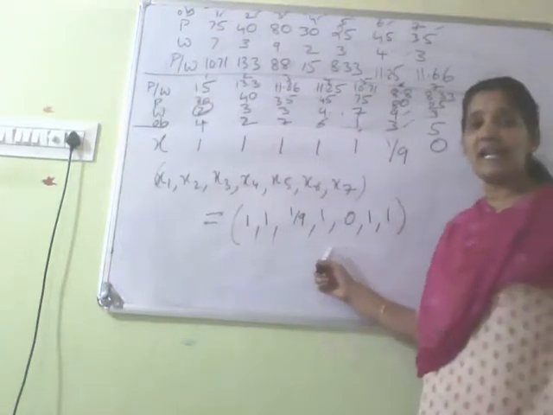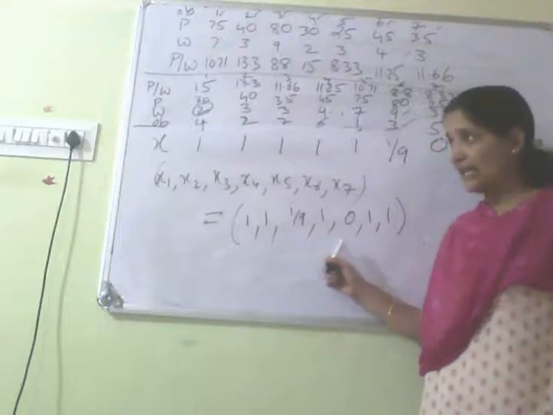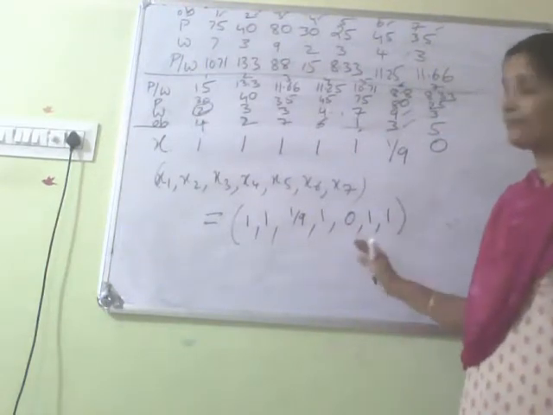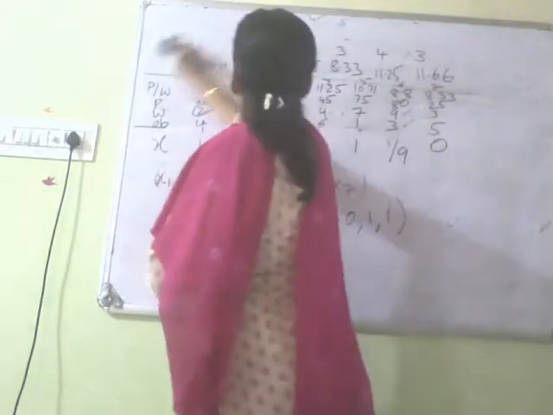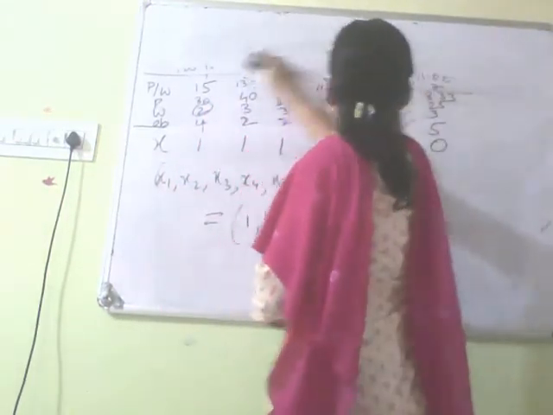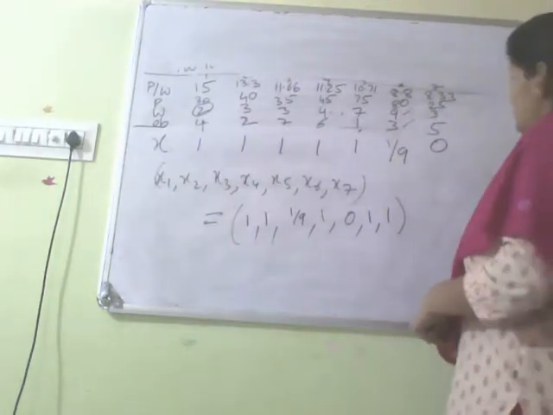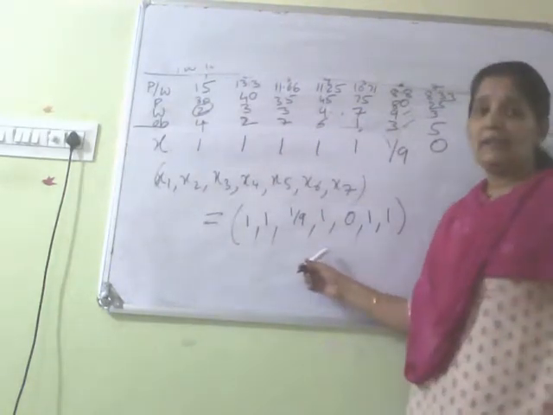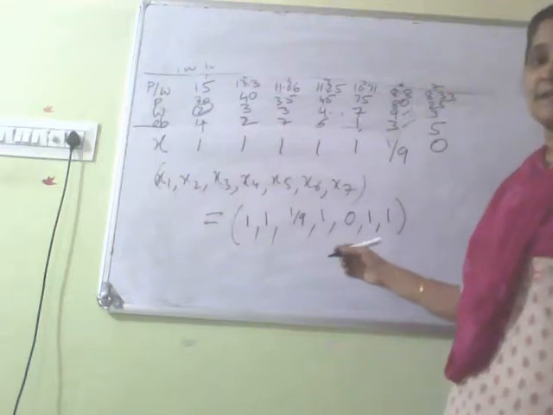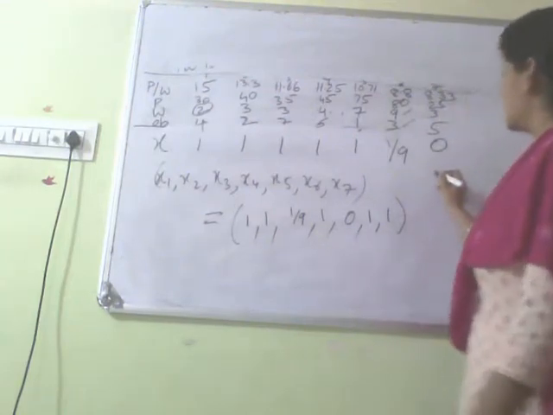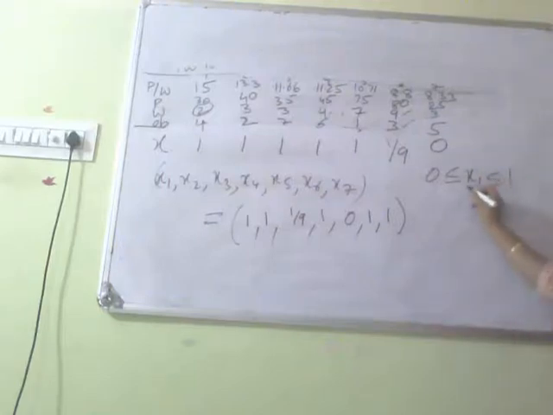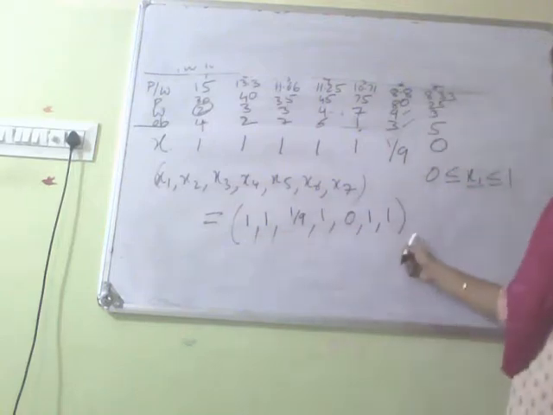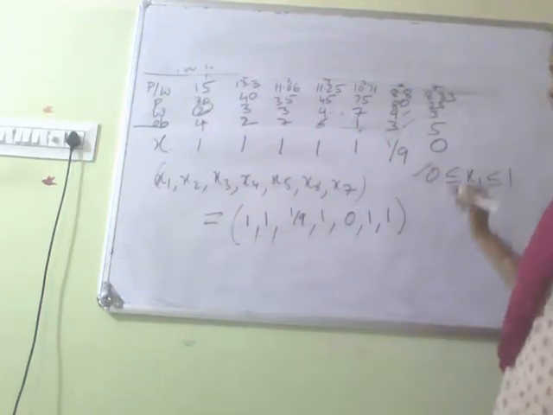And what are our constraints? We have 2 constraints. The first constraint is 0 less than or equal to xi less than or equal to 1. All the x values should be between 0 and 1. All the x values are between 0 and 1, so this constraint is satisfied.